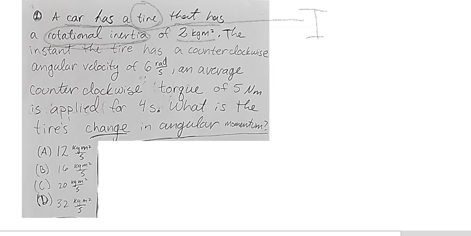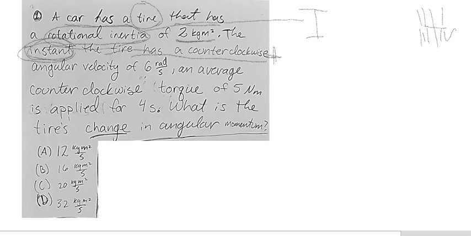Okay, and then I'm going to underline the number. I can go back and look at that. Words like instant, instantaneous, and average, things like that, look for. Instant, so it's just like split second. The tire has a counterclockwise. Okay, so that would be positive. Remember, counterclockwise positive because of that thing.